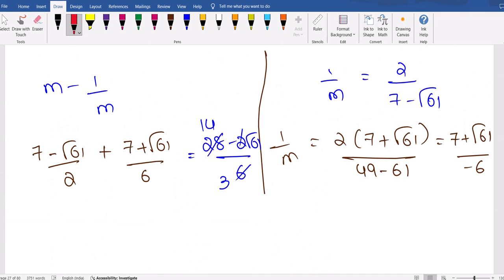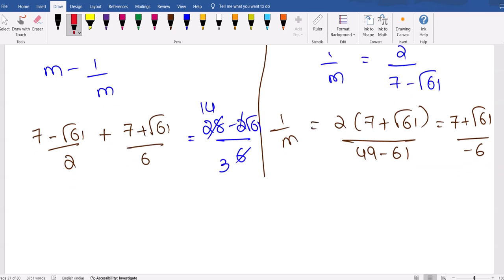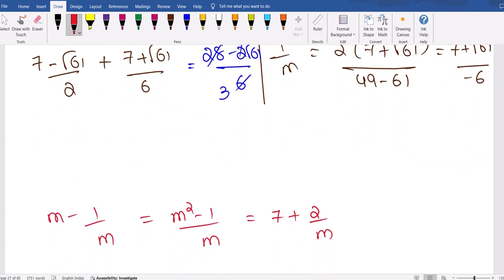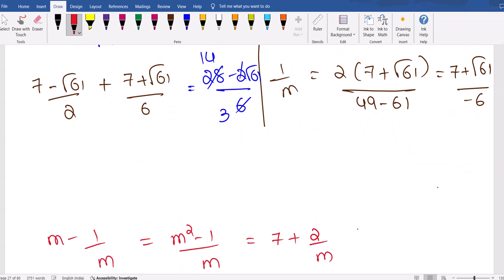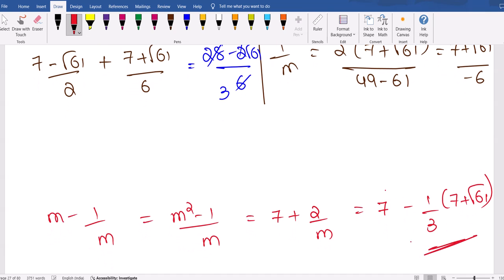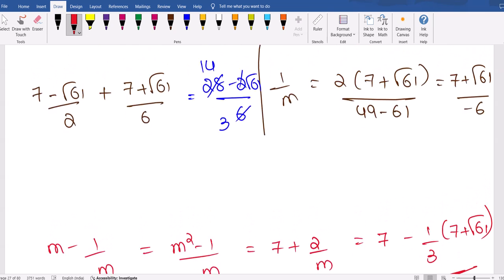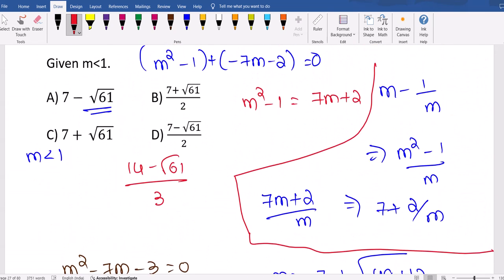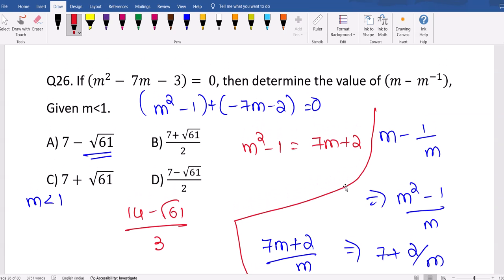2 by m means, that negative minus, 7 minus 1 by 3 times of 7 plus root 61. That will also give the same answer. 21 minus 7, 14, and minus root 61 whole divided by 3. That's what we are talking about. So guys, fine, that's the scenario. This is the same. Whether you go with another method, same thing we are getting. There may be some mistake in options as well.